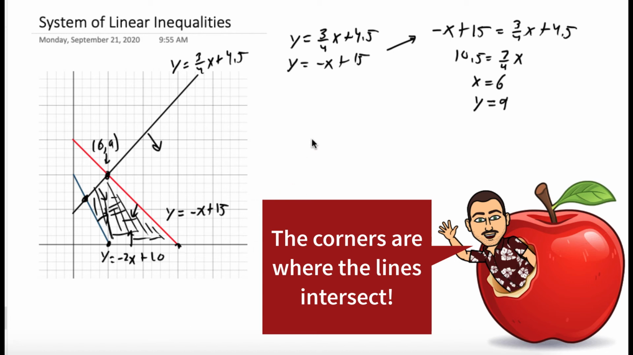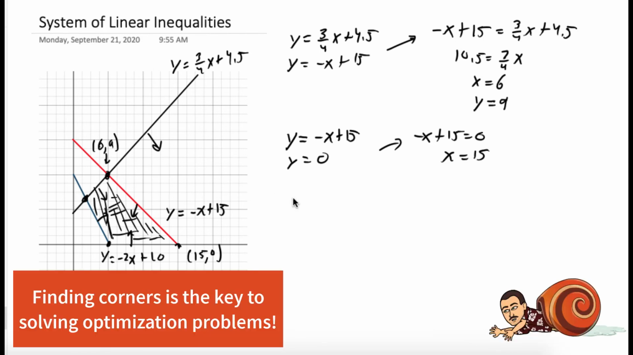Now we could find where the red line intersects with the line y equals 0. So y equals negative x plus 15 intersects with y equals 0. So that's 0 equals minus x plus 15. We get x equals 15. And then, of course, y equals 0. So that's the point 15, 0.